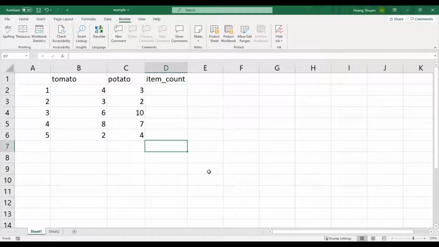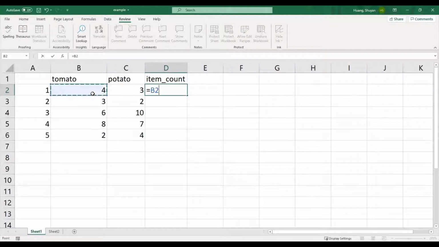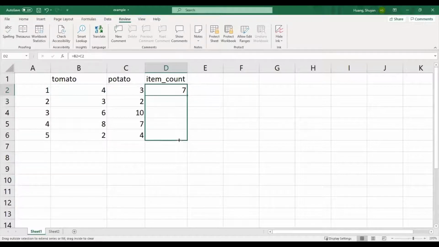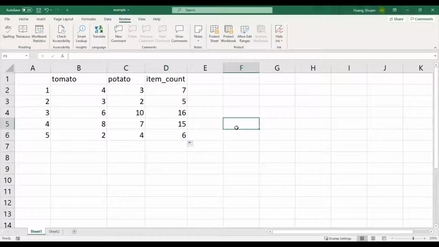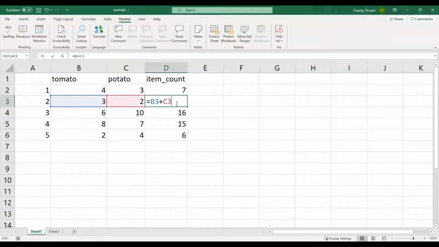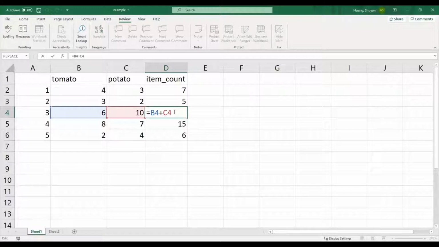I have a column for tomato and another for potato. To find out the total number of items in each order, I'll create a column called item count. I'll make a formula in the column and add tomatoes and potatoes for the order, and then I can fill it down for each row. If you take a look at each cell, it turns out that these formulas have different addresses for each row.